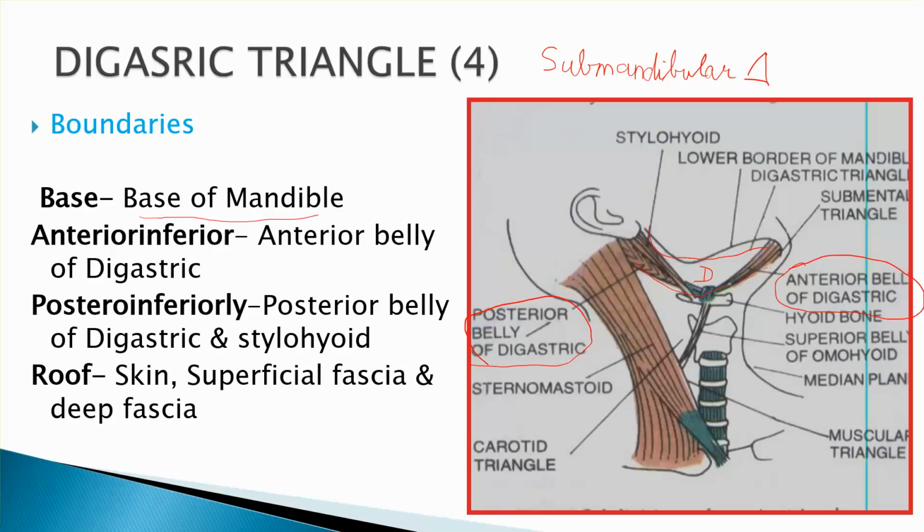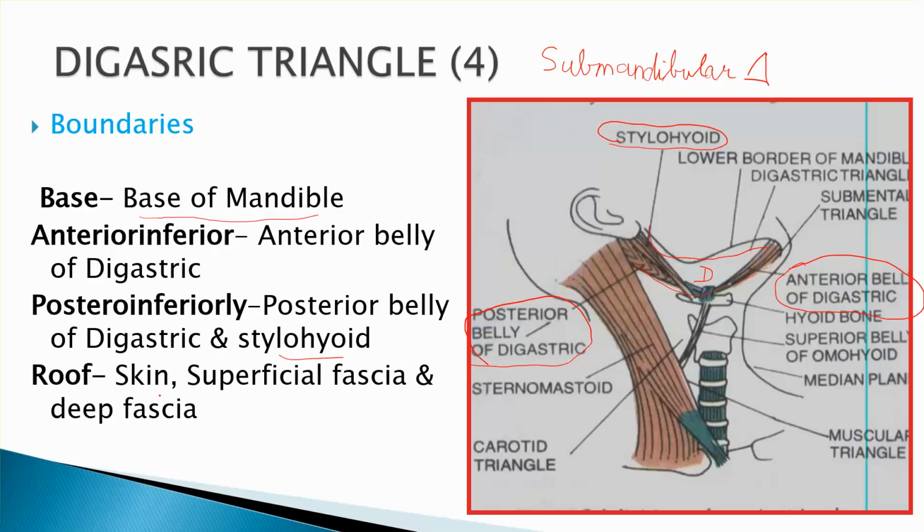Also the posterior belly of digastric and the stylohyoid muscle. Here we can also see a muscle over here. This is the stylohyoid muscle. The relation of the stylohyoid muscle to the posterior belly of digastric is that it will be superior to the posterior belly of digastric. Whereas the posterior belly of digastric, you can see it continuing with the anterior belly through the intermediate tendon.